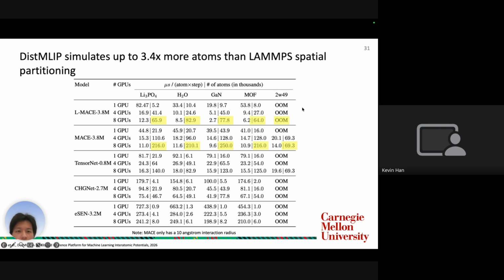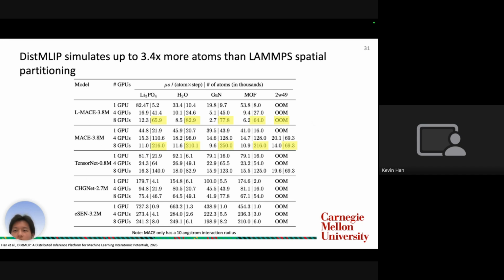2W49 is an insect wing protein. These are all pre-trained models, and we compare the 1 to 8 GPU performance. We also benchmarked these systems against LMACE 3.8 million. MACE 3.8 million is the MACE implemented onto DistMLIP, and LMACE 3.8 million is the same exact MACE model, except implemented via LAMMPS's spatial partitioning.